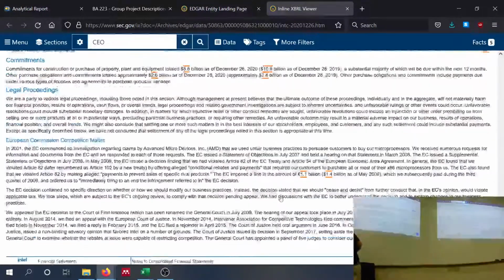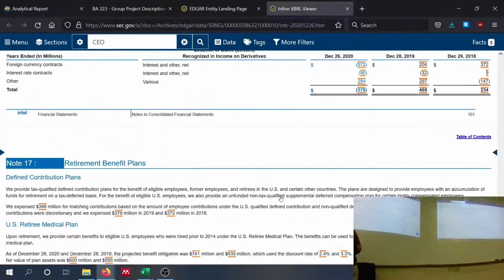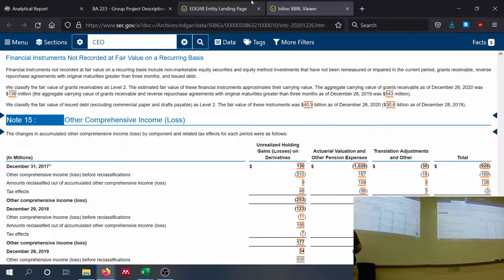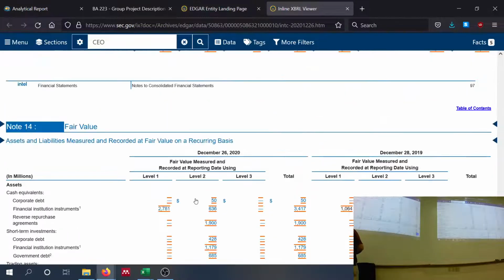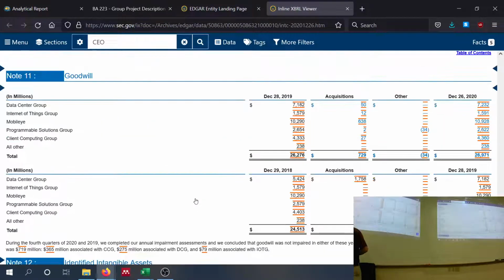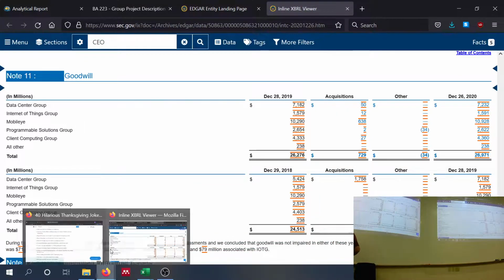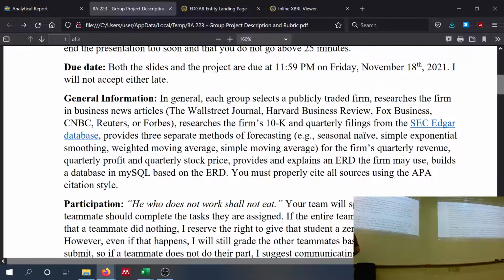Okay, so is this a boring document? You betcha. Okay, like I said, don't read the whole thing. Just find the key information you need in here. All right, that's pretty much the annual report. Go back to the project description. So that's the annual report.